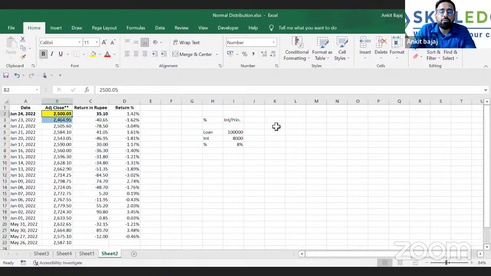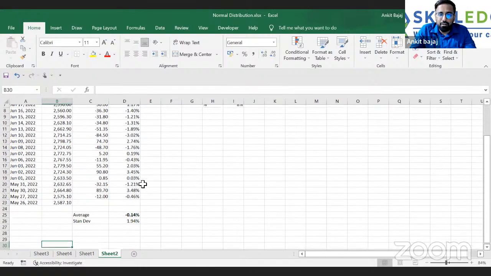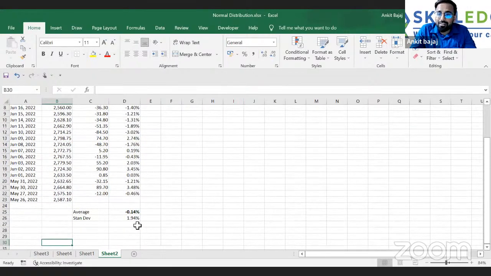So let's suppose on 24th June, you're buying the shares at 2,500 rupees, right? The return you're expecting may vary by 2%, right? So your return can either go up or go down by 2%, so it is not that risky. 2% is not that much risky, right?